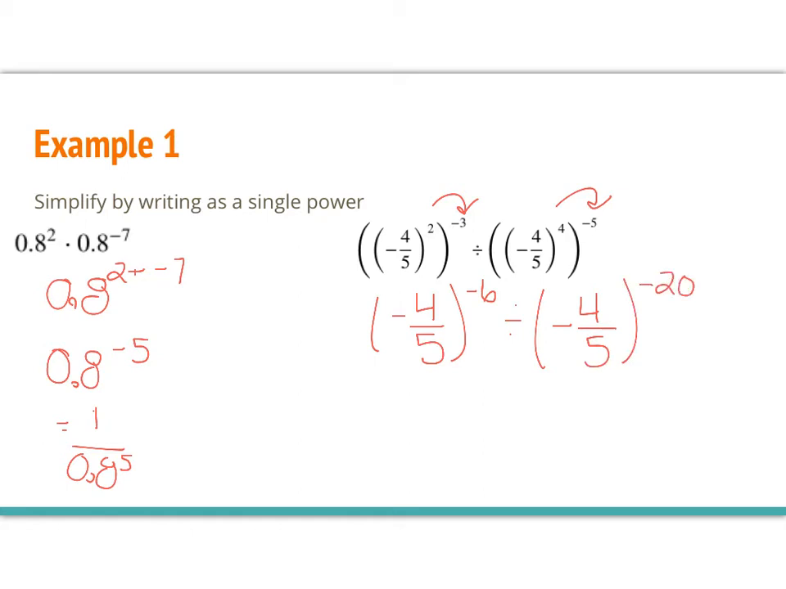Now remember, because we are dividing, we are subtracting here. So we get negative 4 over 5, and now negative 6 take away negative 20. A negative and a negative becomes a positive. So we end up with negative 4 over 5 all to the power of positive 14.